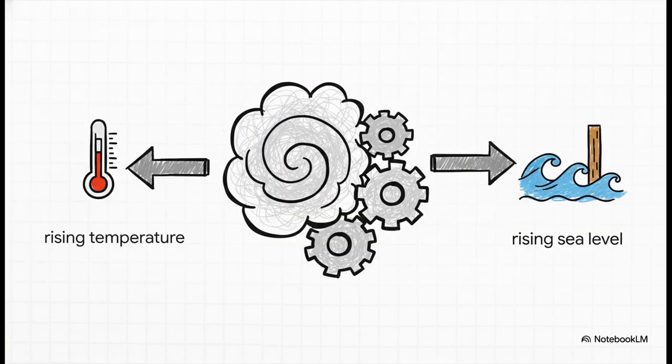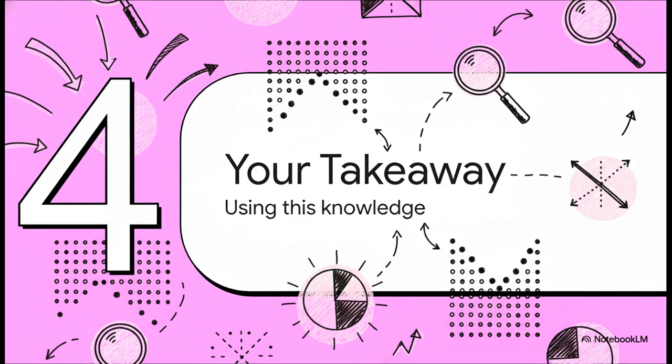Here's another, more serious example. We see a strong correlation between rising sea levels and rising global temperatures, but it's not as simple as one just directly causing the other. There's a much bigger, much more complex system behind it all, climate change, that is the underlying driver that's influencing both of these trends.